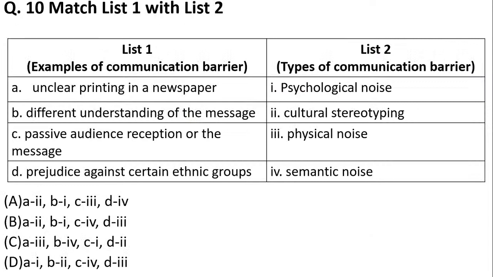Match the following. This question is from the communication unit. Examples of communication barriers. Barriers are nothing but obstacles, and there are different types of communication barriers. So these are examples and you have to match and tell which communication barrier this is. Unclear printing in a newspaper. So unclear printing, if you read the options, psychological, cultural, physical or semantic, it is definitely physical noise.